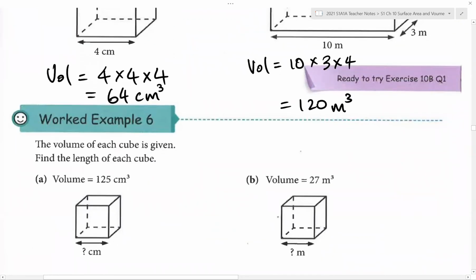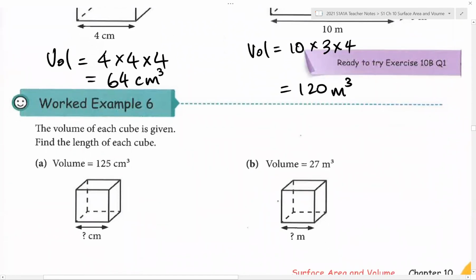Okay, now something else is happening. Worked example number 6. We have the volume, but you need to find the length of a cube. Okay, so all look at the screen, don't do anything yet. I won't start until all of you look at the screen. So this is a cube. The length, we don't know. Let's call it x. The breadth is also going to be x. The height is also going to be x. The volume of this cube is going to be x times x times x. Do you agree?